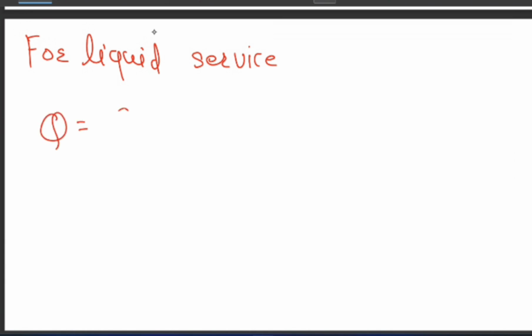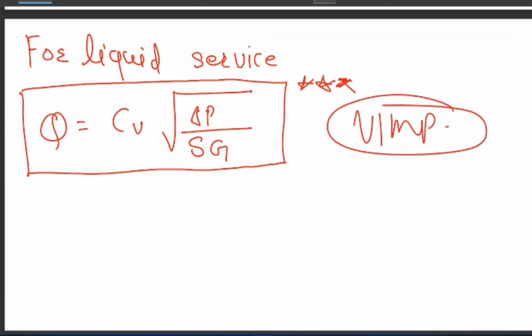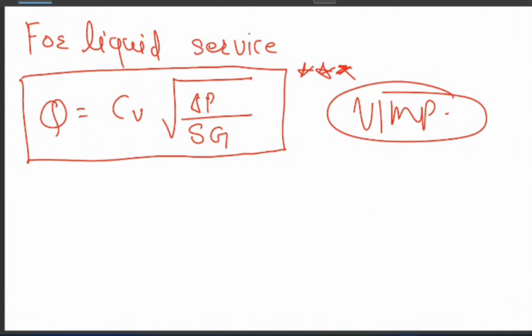You should know this formula. Q is equal to CV under root of delta P by specific gravity. This is a standard formula. Note it down in your notebook. Standard formula, and very, very important.